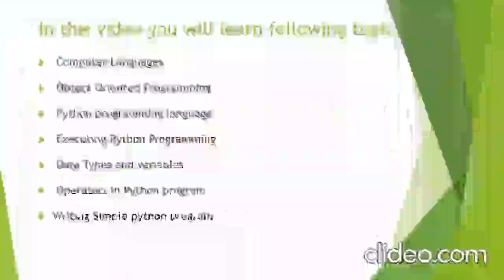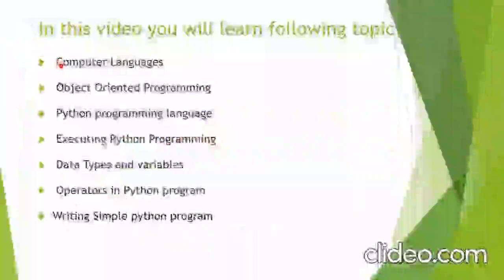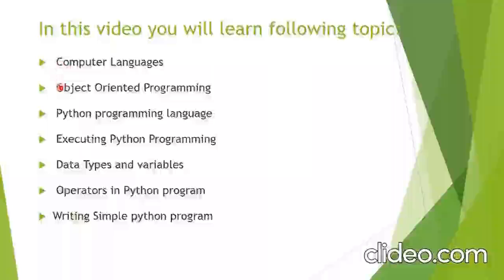Okay, in this chapter we will learn the following topics: first, what is computer language. There are various types of computer languages. Then we discuss procedure oriented programming language and object oriented programming language. Then basic concepts of the Python programming language, and how to execute Python programs. All these points we will discuss in this video.